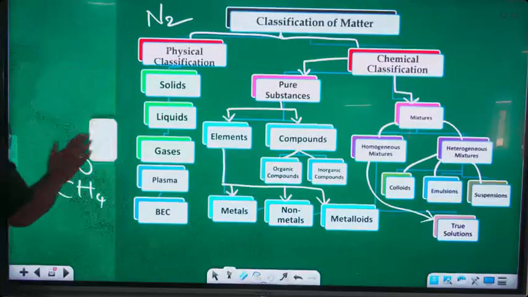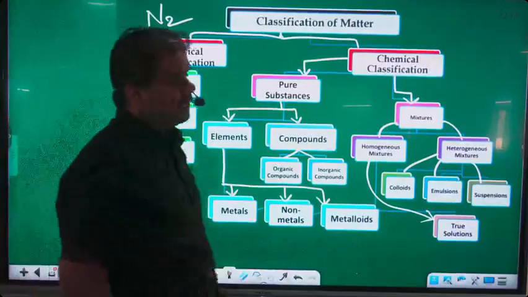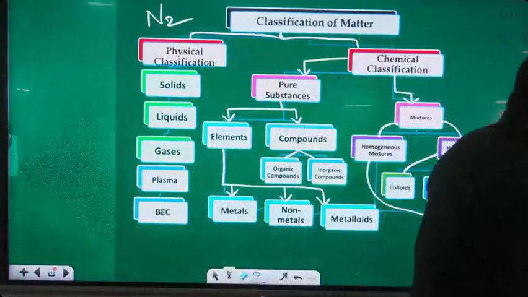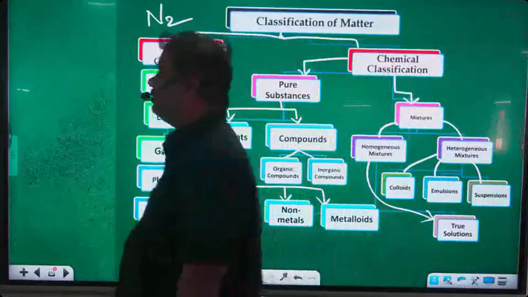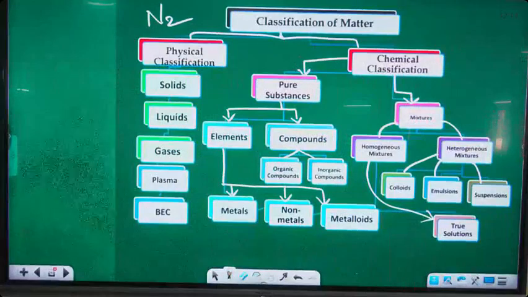If you want to write that one, element. Elements are formed when similar atoms are grouped together in large number.